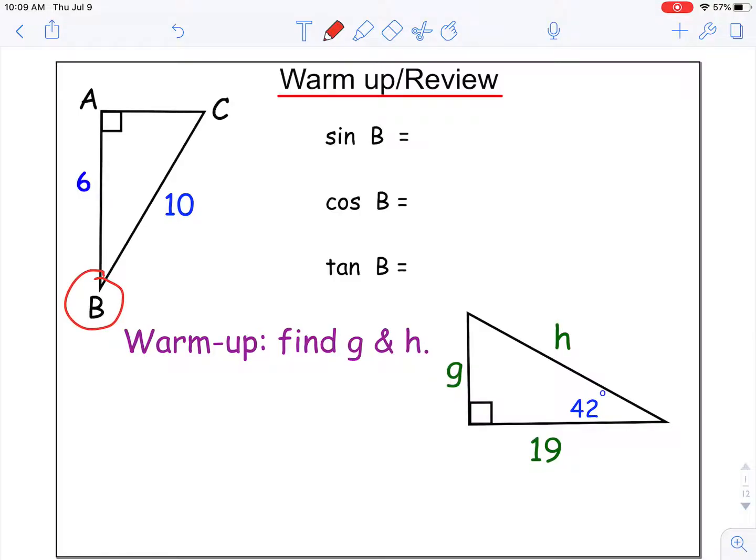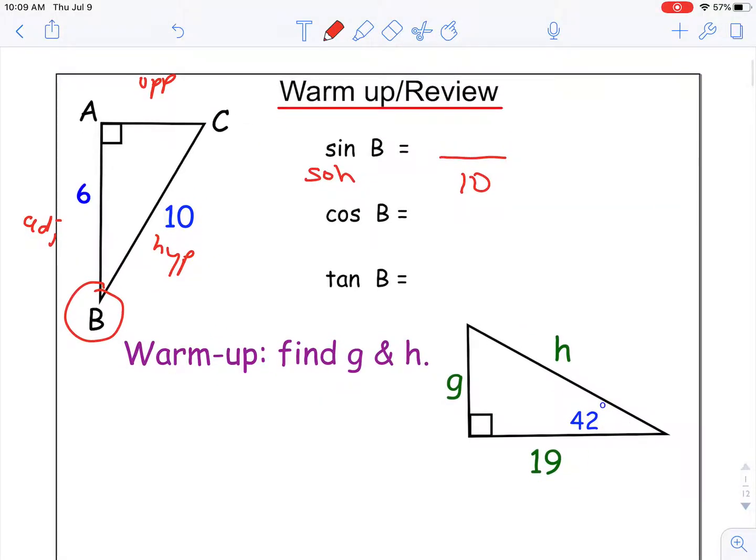If you are referencing angle B and you want to write that ratio, first of all, you need to know which side for sine is opposite. And this is the side that's opposite. This is the side that's adjacent, and this is the hypotenuse. And then all we do is fill in those numbers for opposite over hypotenuse. Well, we know the hypotenuse is 10. We don't know the opposite side, but we can use the Pythagorean theorem.